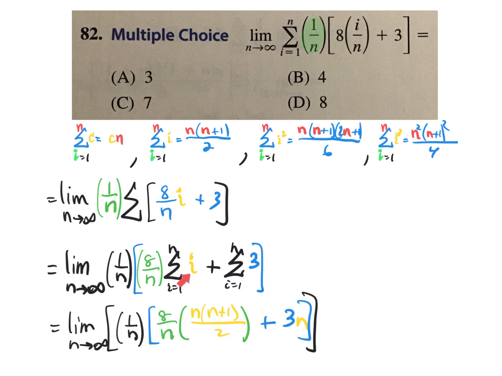So the summation of i as i goes from 1 to n is n times n plus 1 over 2, per our formula. And the summation as i goes from 1 to n of 3 is 3 times n, as per our formula. So we've rewritten what's inside these blue brackets, and that's all multiplied by 1 over n, and we're taking the limit as n approaches infinity of that entire product.